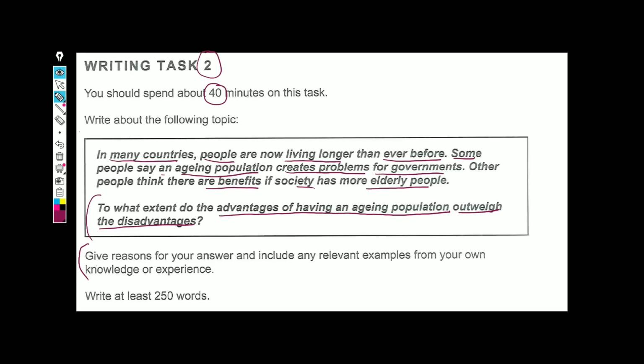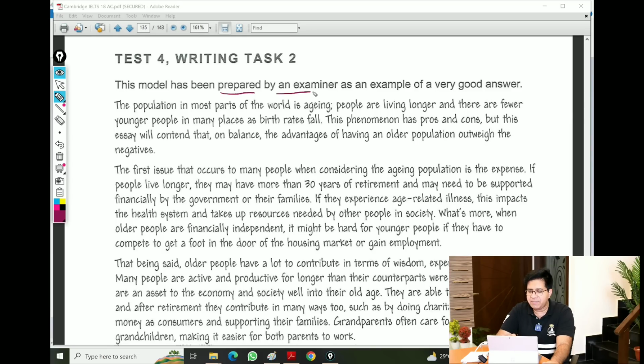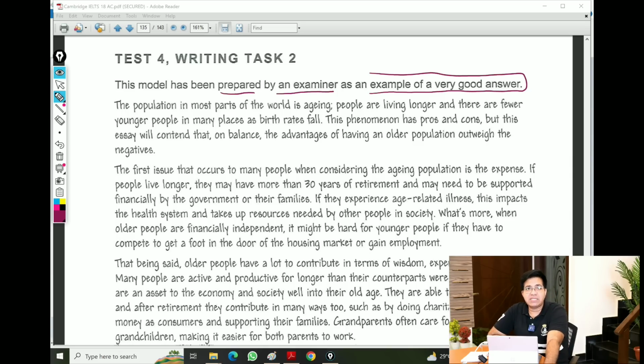And guys, it is important to understand the topic, to read the topic, to follow the topic, because the topic will give you a direction, and then you have to follow that direction to write 250 words minimum, okay? So this is the whole thing, and now after this we'll go on to the essay. Now again I tell you, this model essay has been written by an IELTS examiner, prepared by an examiner as an example of a good answer. So the examiner has written it, which means it is really good.